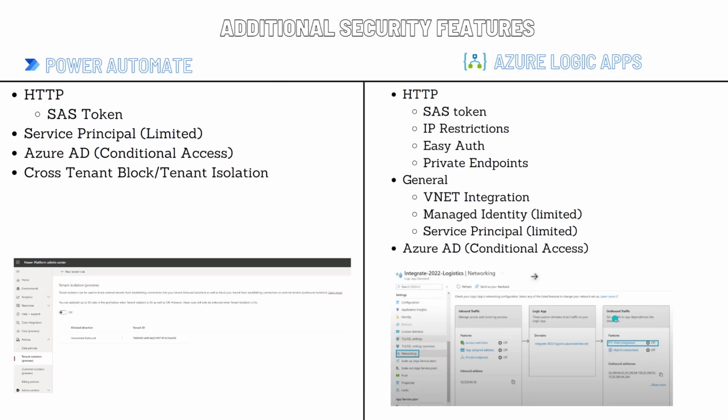Some additional security features. Let's talk about Power Automate once again first. If we think about HTTP triggers, we've got a SAS token. So if you don't have that SAS token, you can't access that resource. We've got some support for service principals, and I call this out as limited, and it's not so much a Power Automate thing, it's more of an endpoint thing. So if an endpoint has exposed service principals, we can use those. For example, Dataverse supports service principals, so we can use it. Other services like SharePoint don't, and as a result, we can't use it. And once again, not the fault of Power Automate, but more of what the underlying endpoint supports.